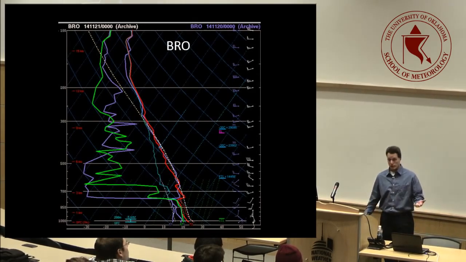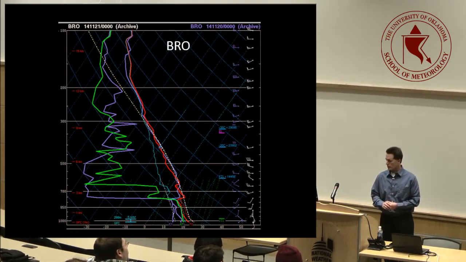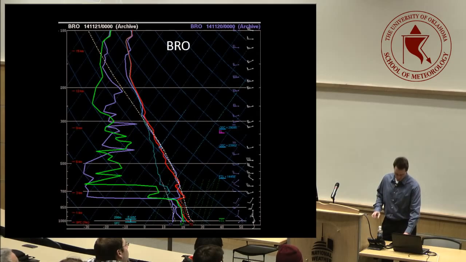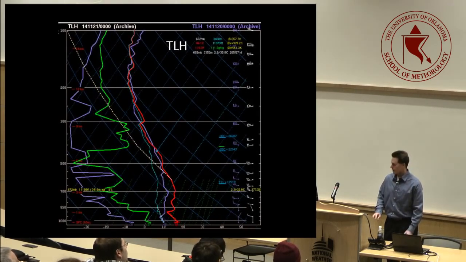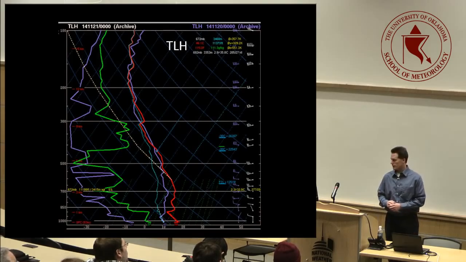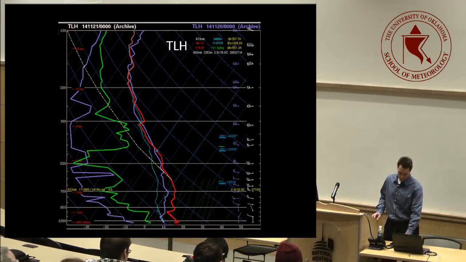Brownsville continues to moisten. Again, now we're starting to see at least a little bit of CAPE. We've also cooled some in the mid-troposphere. And in this case, we're starting to set up the early stages of an unstable warm sector. Not much change at Lake Charles. And we've shown a little bit of moistening at Tallahassee, but essentially it's still the offshore flow phase over there.